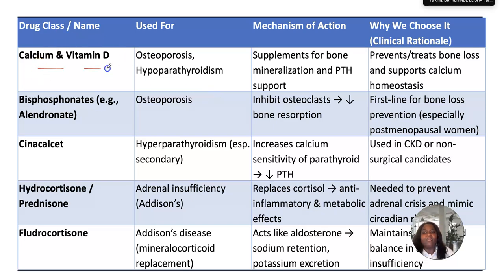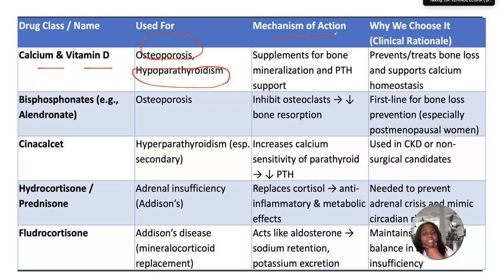What about calcium and vitamin D? We use it for osteoporosis, hypoparathyroidism. I always emphasize my thyroid, whether it's hyper or hypo, because we can't mix those two things up. What is the mechanism of action of calcium and vitamin D? It is a supplement for bone mineralization and PTH support. So why are we choosing it? Prevent and treat bone loss and support calcium homeostasis.